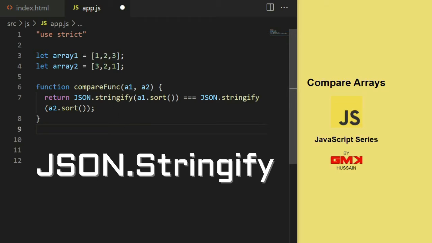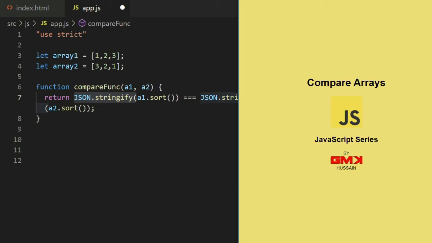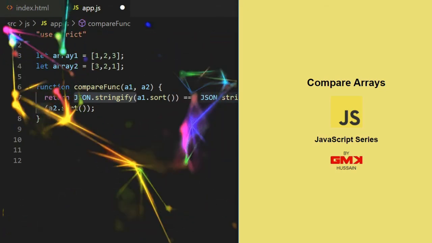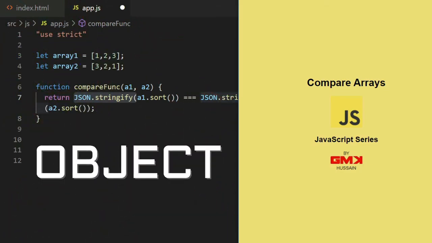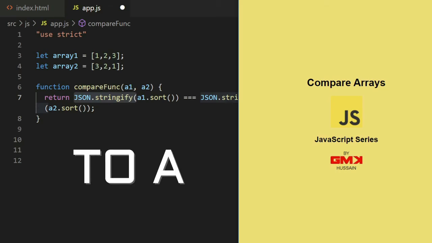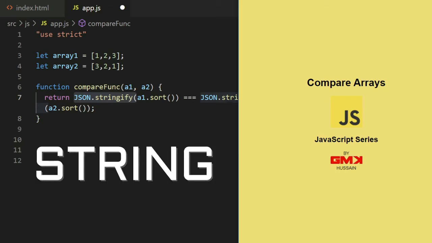Why am I using JSON stringify here? Objects are reference types, so we cannot use normal equality operators. That's why we are using stringify here. The JSON object is converted into a string, and after that we can compare.